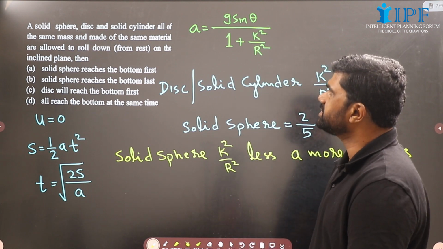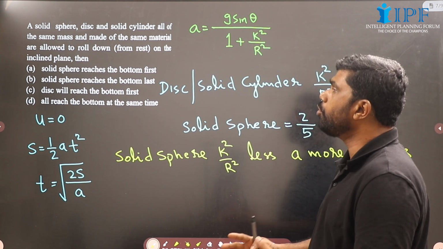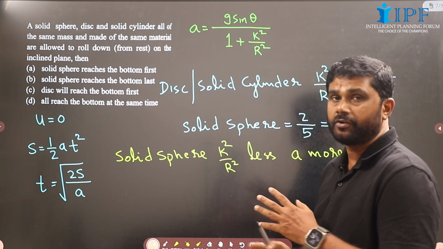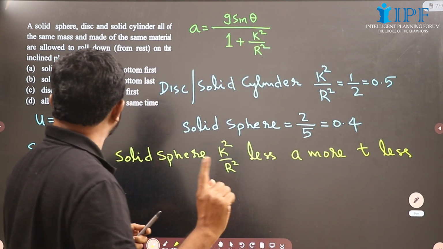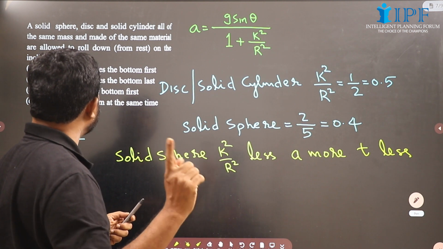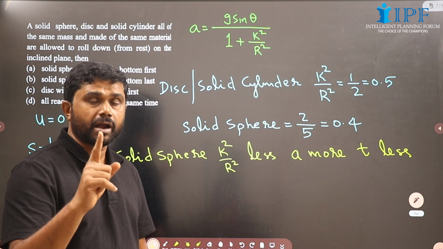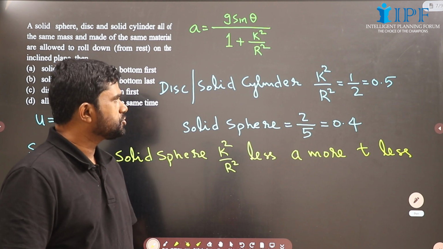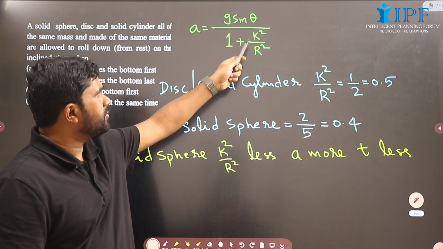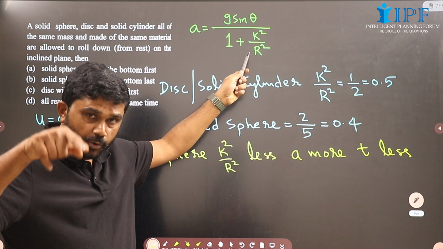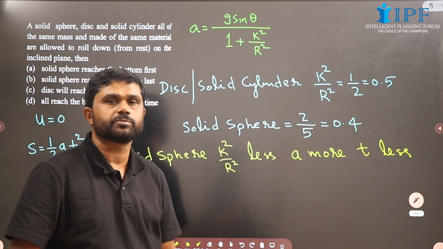A solid sphere, disc and a solid cylinder, all of the same mass and made of the same material, are allowed to roll down the inclined plane. Then which one will reach the bottom first? This is the expression for acceleration. We have disc, solid sphere and solid cylinder. Disc and solid cylinder have the same moment of inertia, so their ratio k square by r square will be the same. When k square by r square is smaller, acceleration will be more and time will be smaller. That body will reach the bottom first.